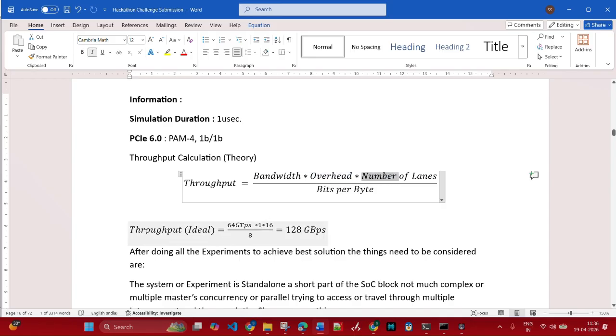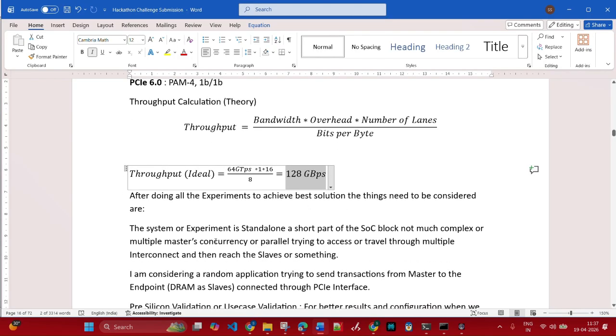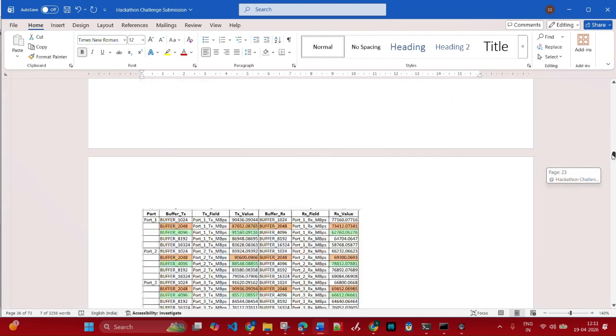So the throughput, in general, I'm saying PCI 6 means 64 giga transfers per second into 16 divided by it. So I get 128 GB per second as the ideal throughput or ideal bandwidth that has to be achieved by the PCI for each TX.